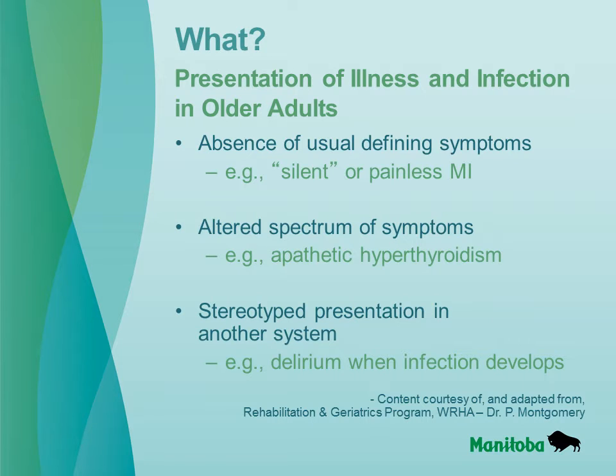An altered spectrum of symptoms. An example of this is apathetic hyperthyroidism. So when we think of hyperthyroidism, we think of someone revved up. However, apathetic hyperthyroidism is an altered spectrum of symptoms often seen in older adults. Lastly, a stereotyped presentation in another system or systems may present. An example of this would be with the geriatric giants, and that is yet to come.